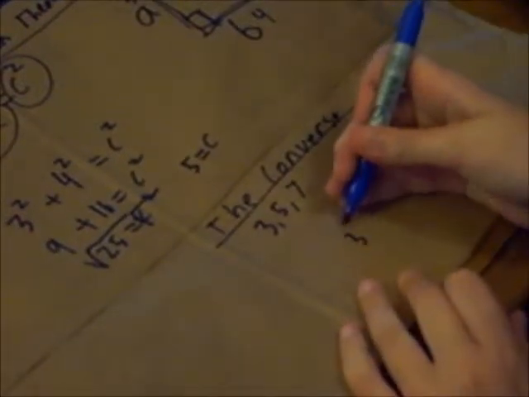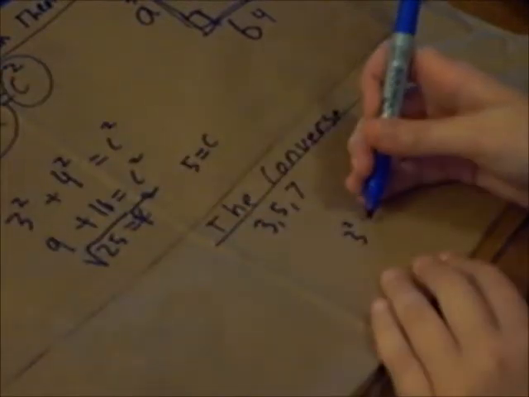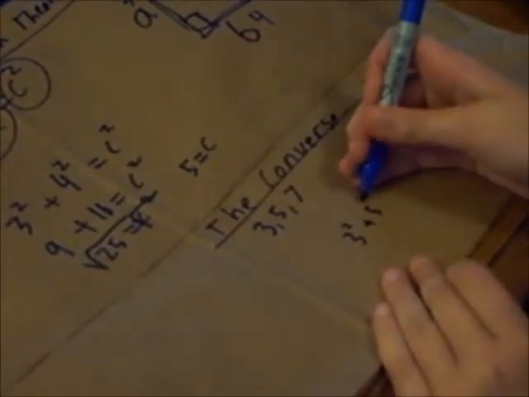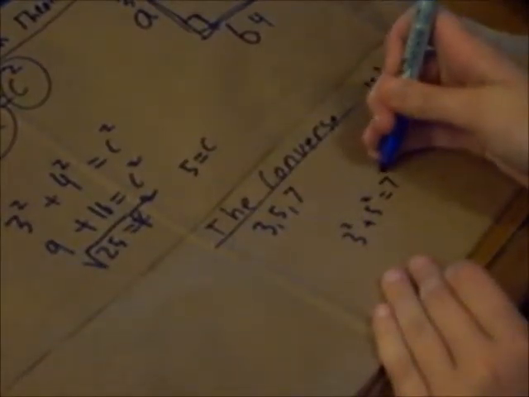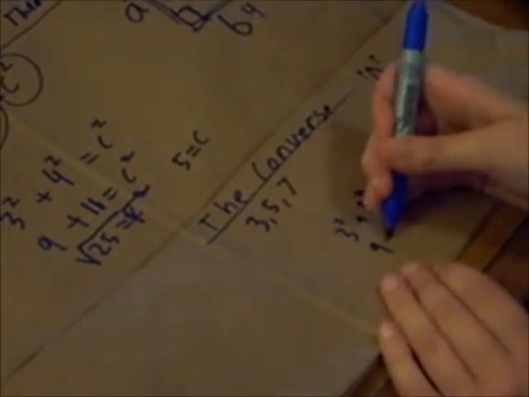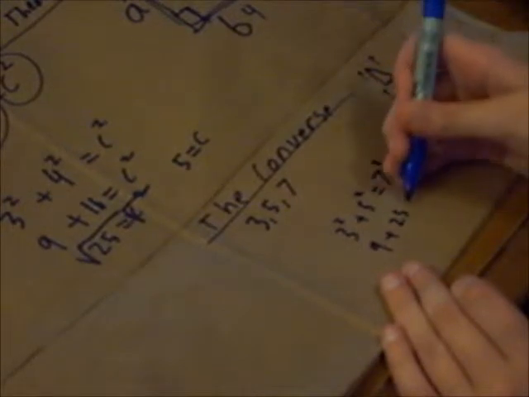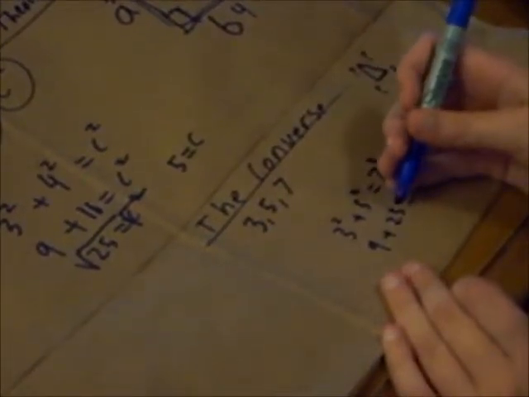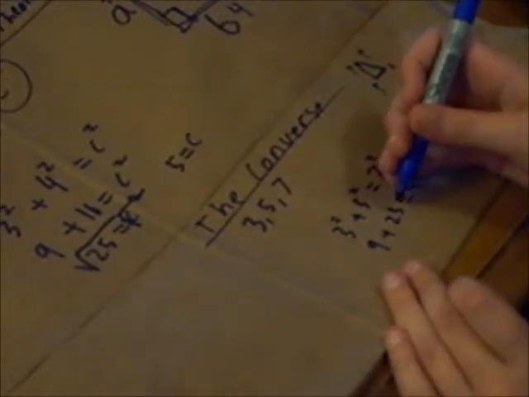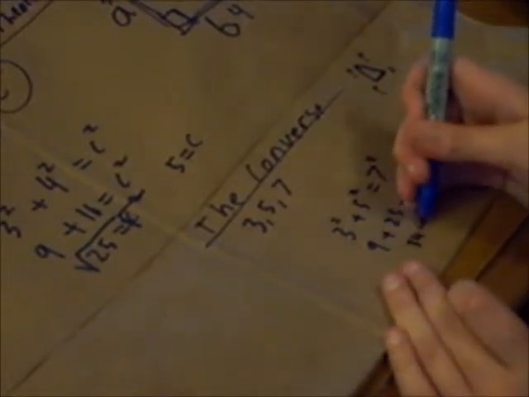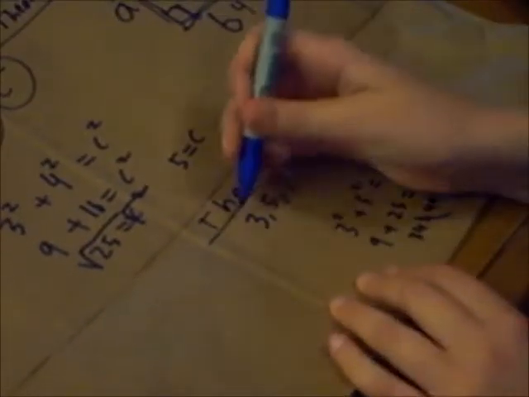We plug it into the equation: 3 squared plus 5 squared equals 7 squared. So you would solve it. 3 squared is 9. 5 squared is 25. 7 squared is 49. 9 plus 25 is 34. Is 34 equal to 49? No, it is not equal to 49. So we know that these are not the lengths of a right triangle.